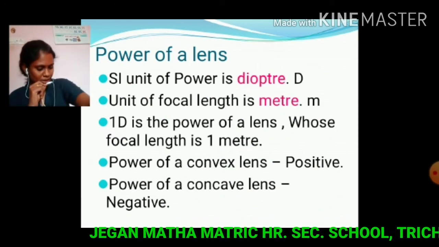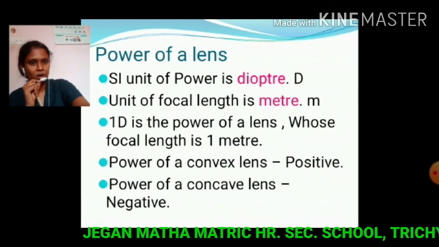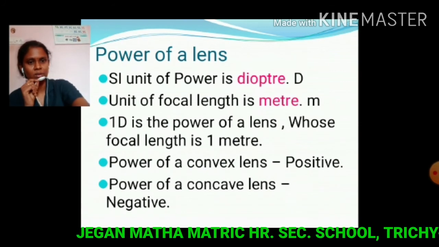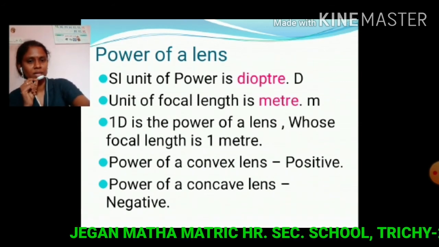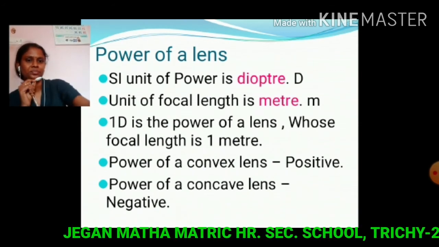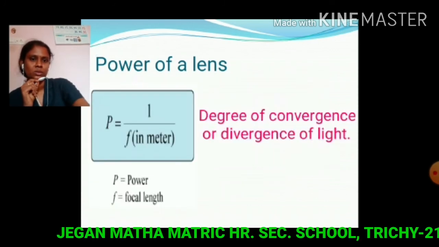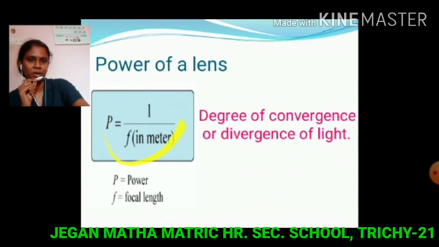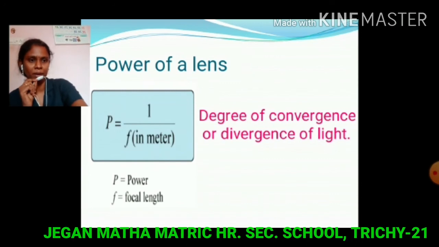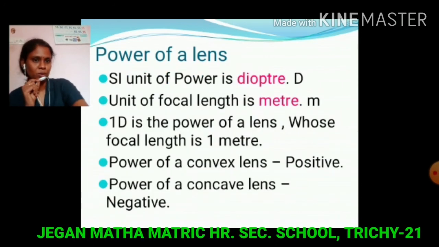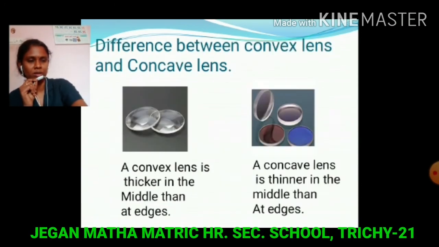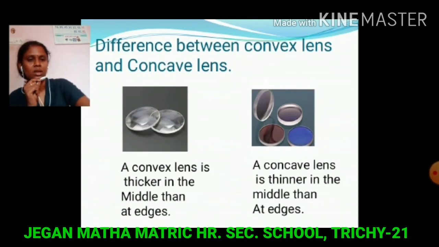So here, by convention, the power of a convex lens is taken as positive, and the power of a concave lens is taken as negative. So this is the mathematical expression of power of a lens, that is P is equal to 1 by f. The SI unit of power is the diopter, and the SI unit of focal length is the meter.